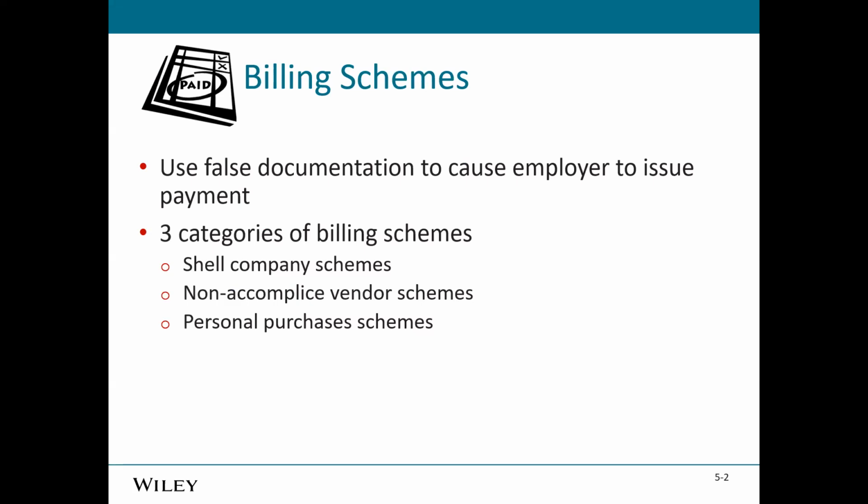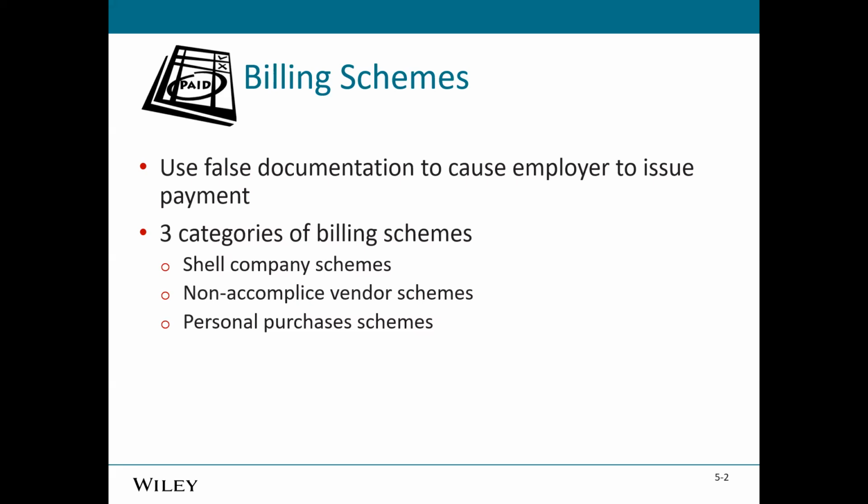Billing schemes basically occur when we have falsified documents that are going to cause our employer to lose money. So when we submit false invoices, or collude with other people to get around some controls we might have in place, or pay our own credit card bills, some of these things are what we see in billing schemes, and they're going to fall into 3 main categories.